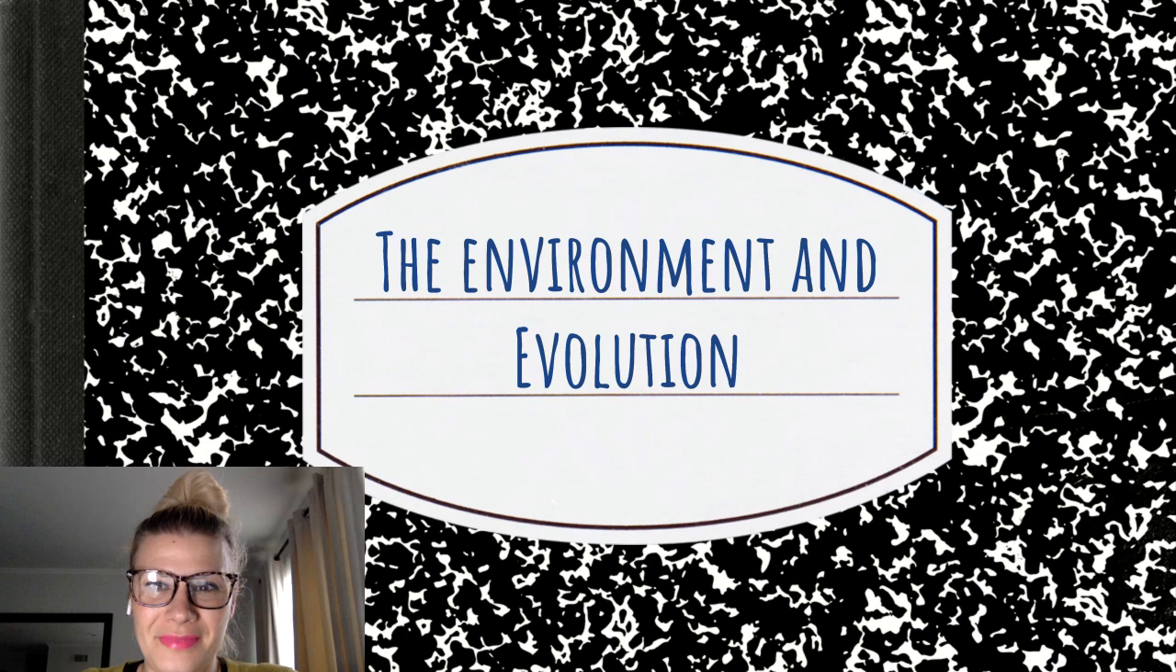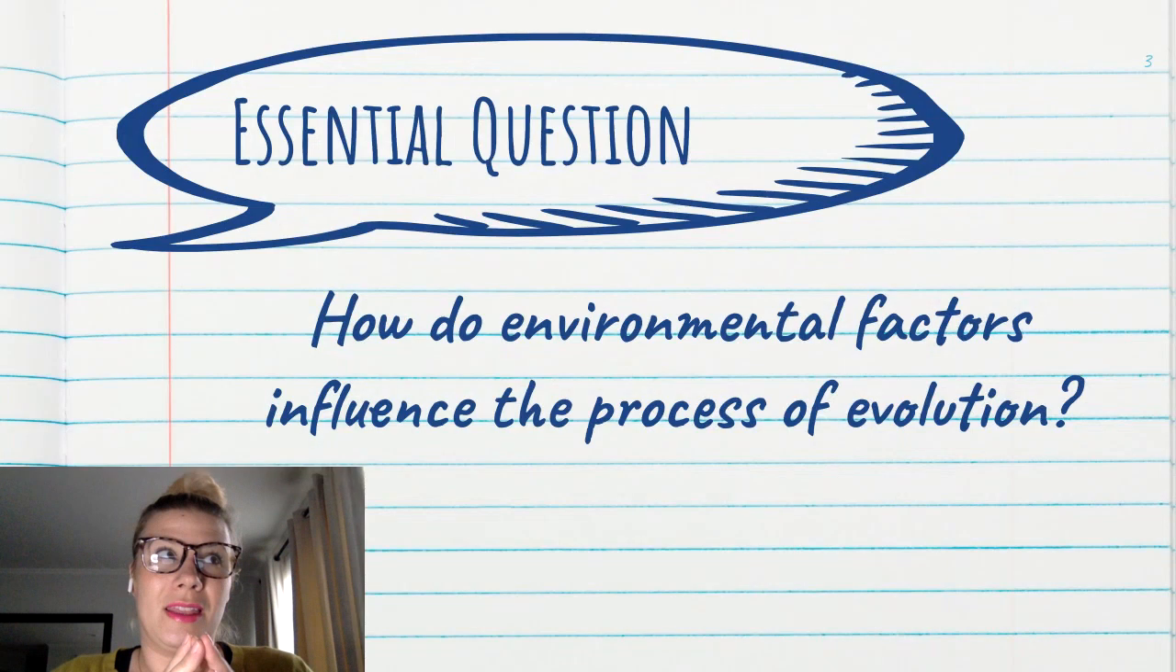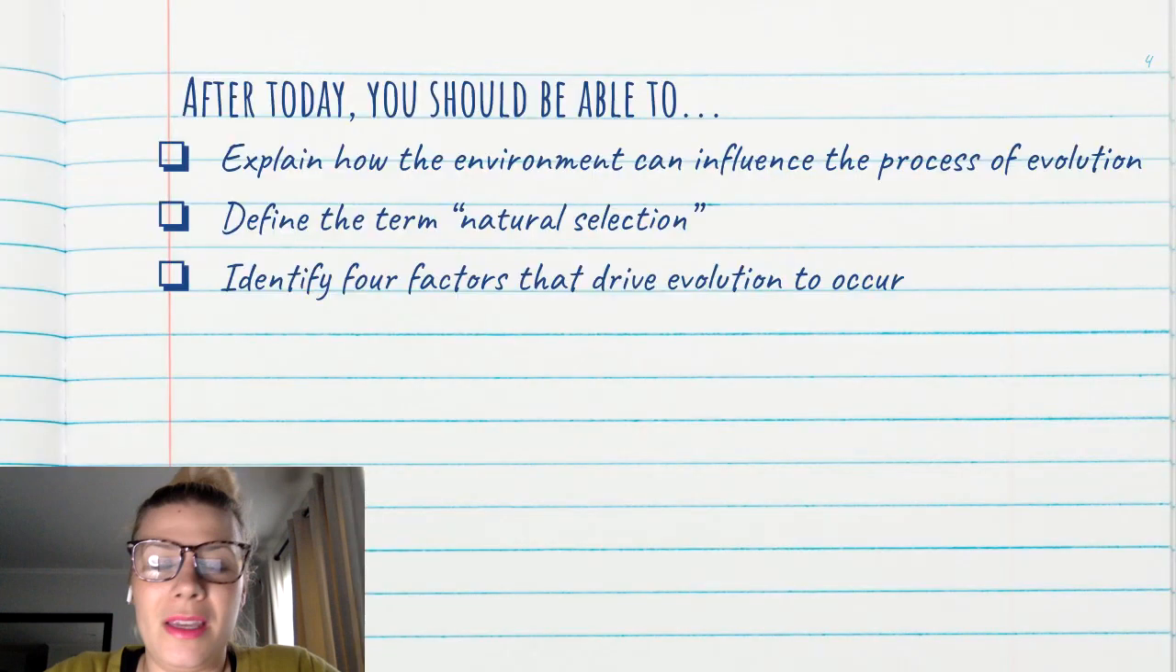Just wanted to get started with today's presentation, the environment and evolution. Looking at evolution, we're going to talk about how the environment actually influences and helps this process occur. So our essential question for this week is, how do environmental factors influence the process of evolution? And you might know some, so hopefully some of this is a good review. If it's all new, no worries.